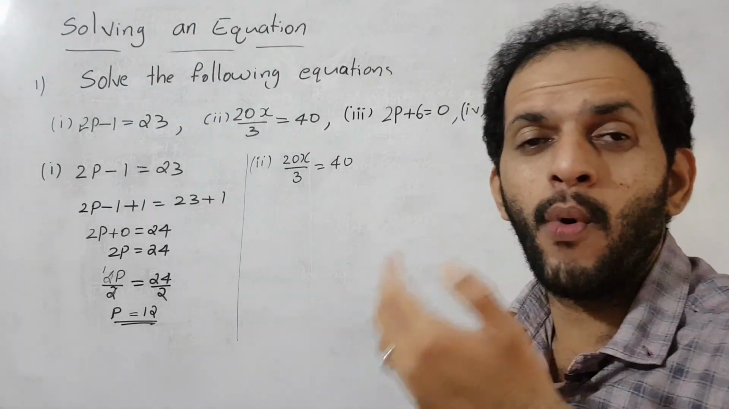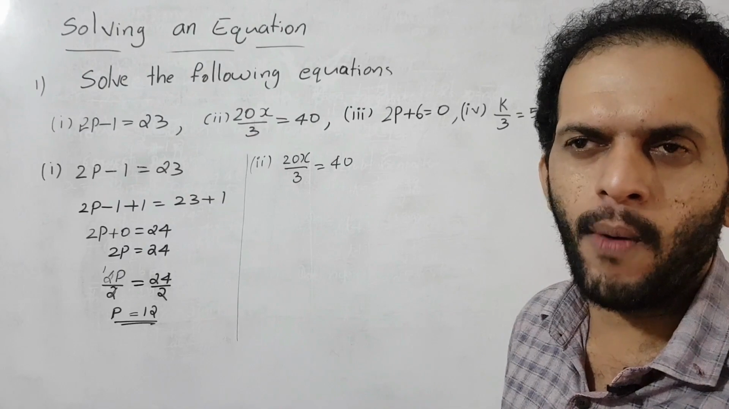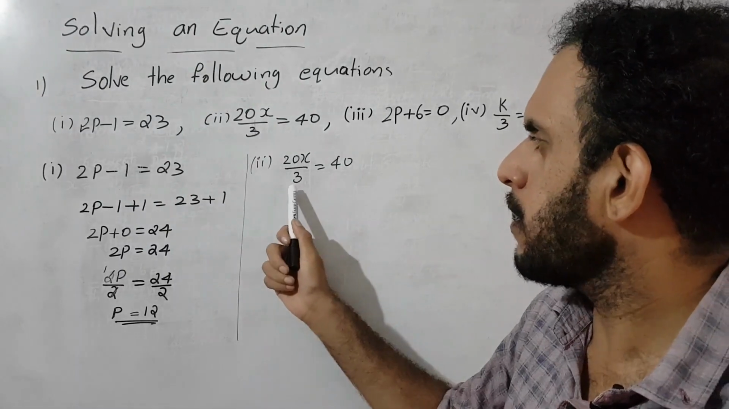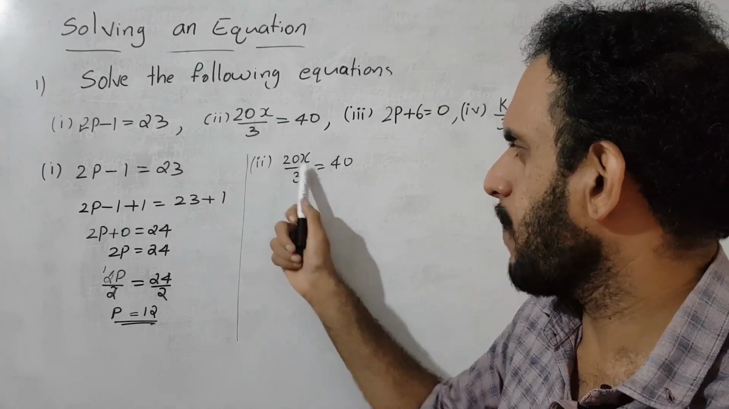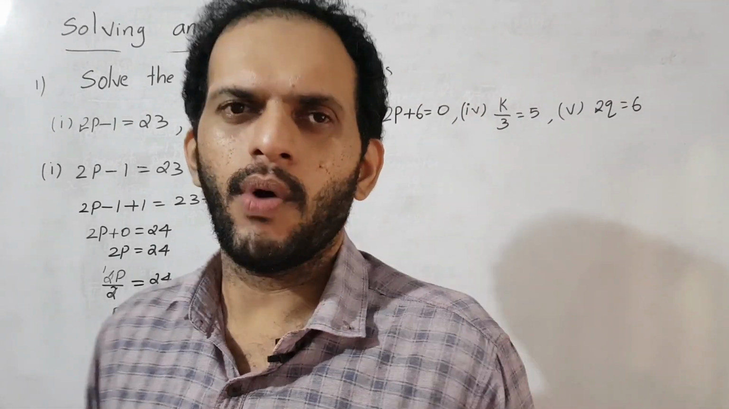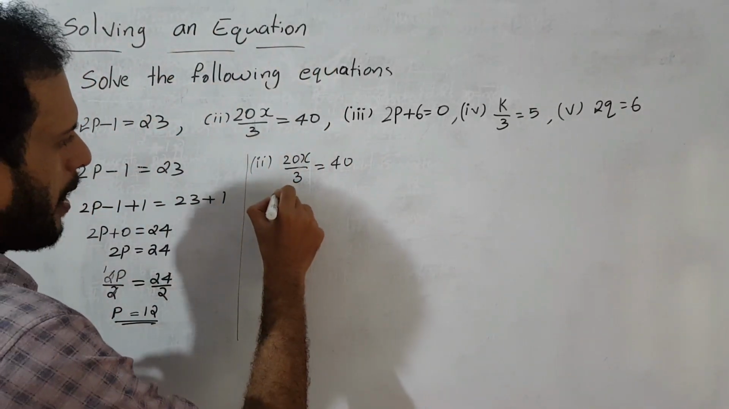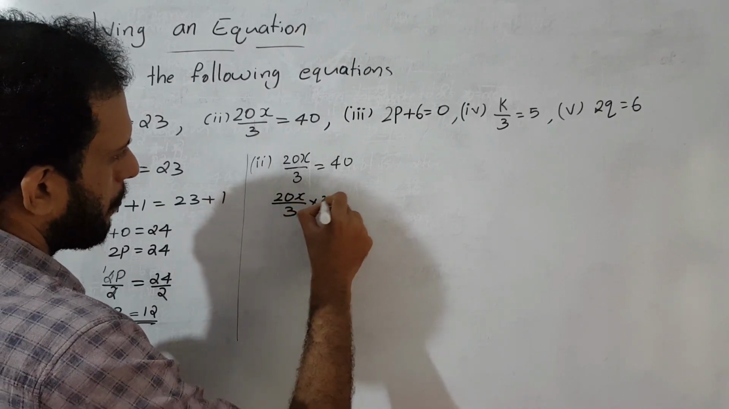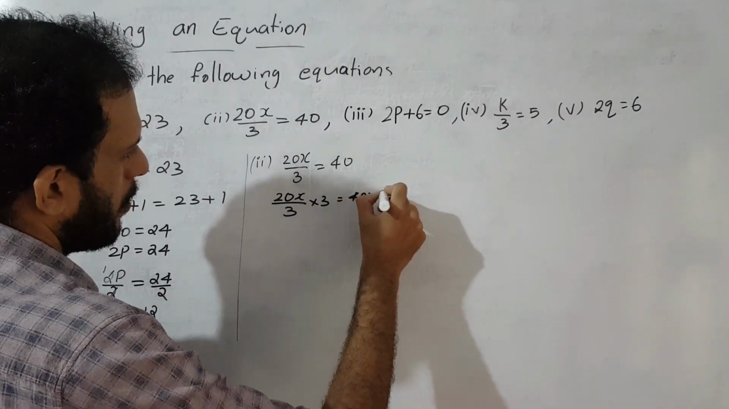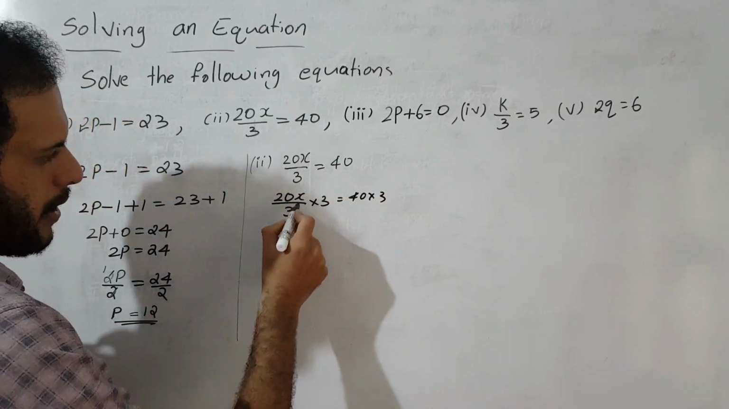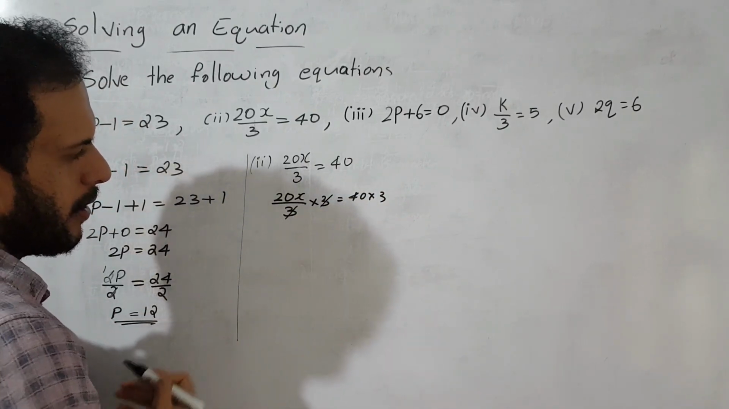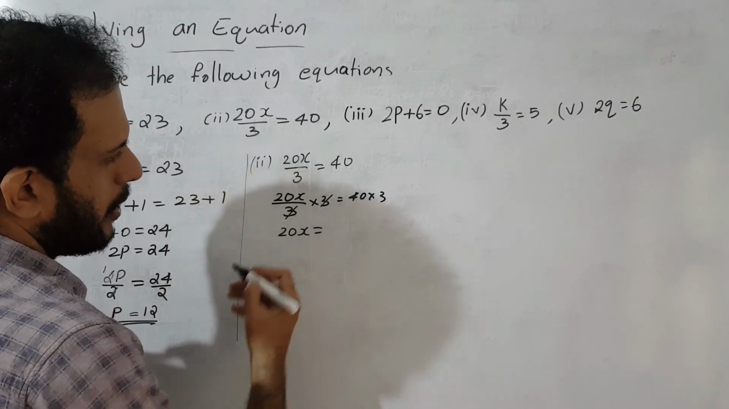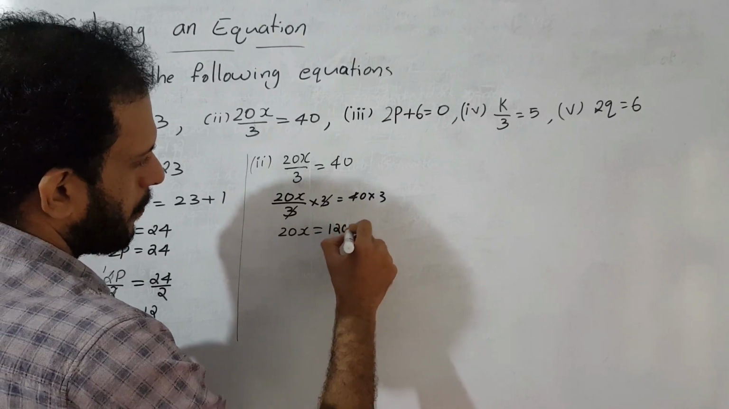Then we do the opposite operation of division. What is the opposite operation of division? That is multiplication. So we multiply both sides by the same number 3. Okay, what is our first step? We multiply both sides of the equality sign by 3. Why? To remove 3. Then we cancel 3 and 3. Then what is remaining? 20x is equal to 40 into 3, which is 120.